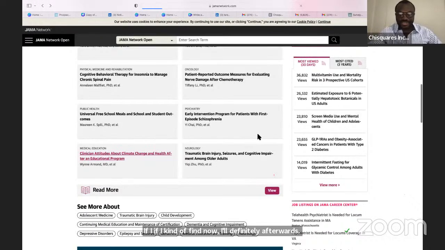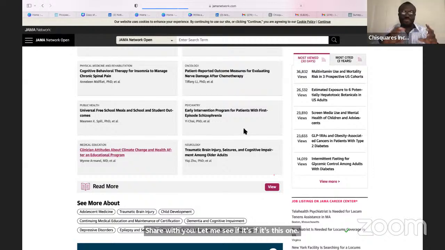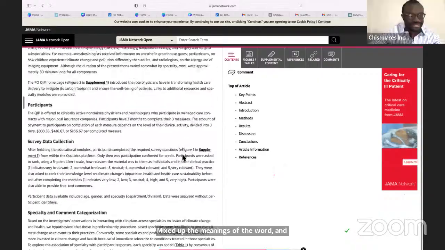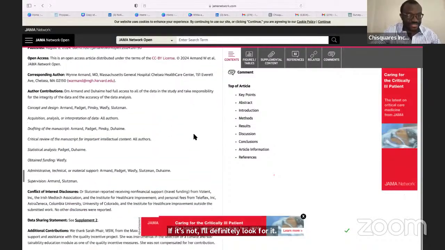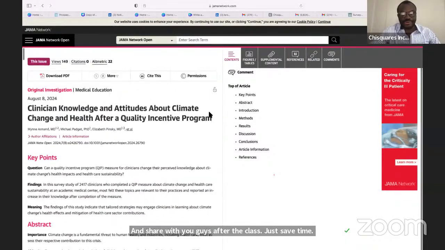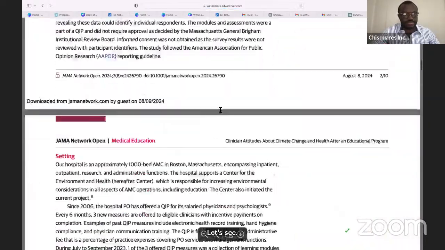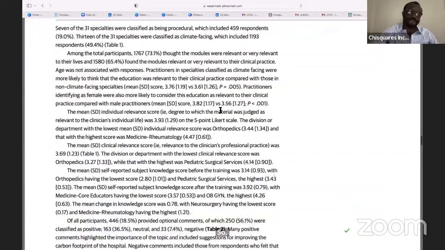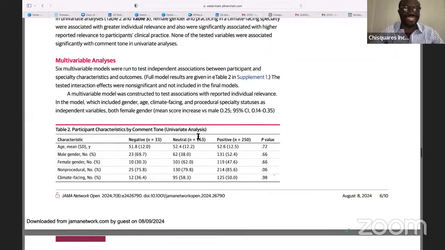Let me see if it's this one. The authors essentially completely mixed up the meanings of the words univariate and bivariate. If it's not this one, I will look for it and share it with you after class, just to save time. I found it.